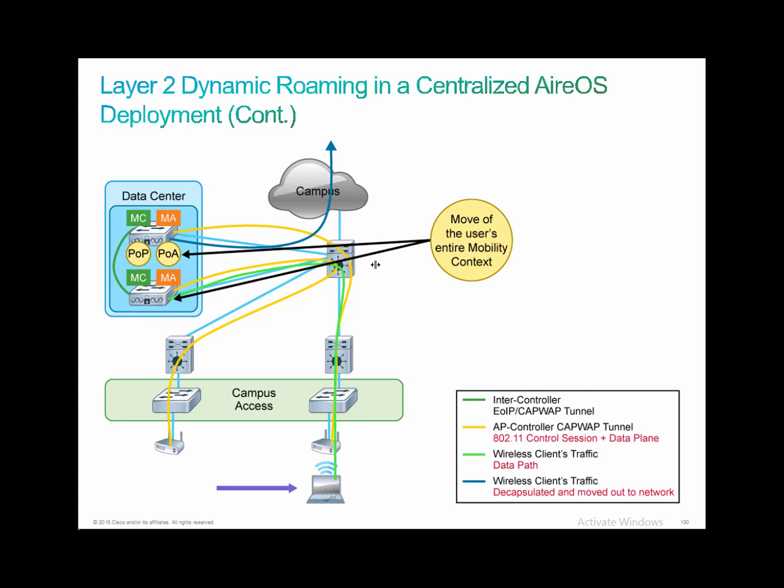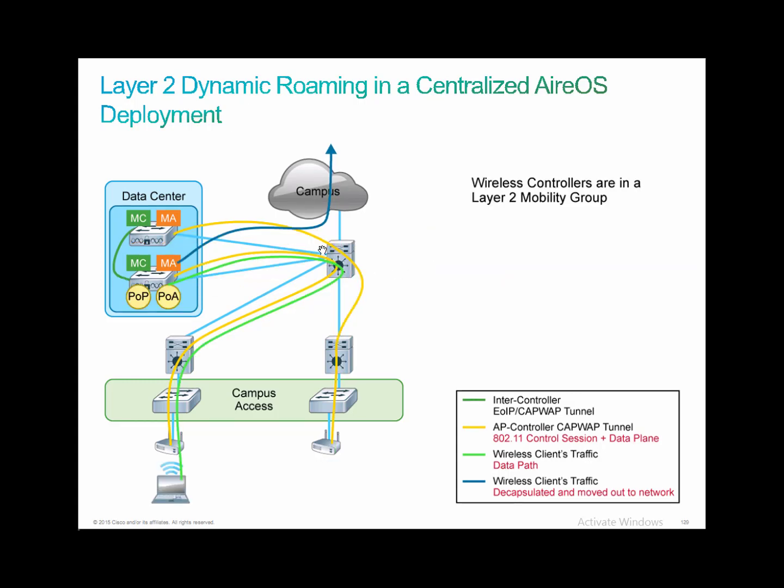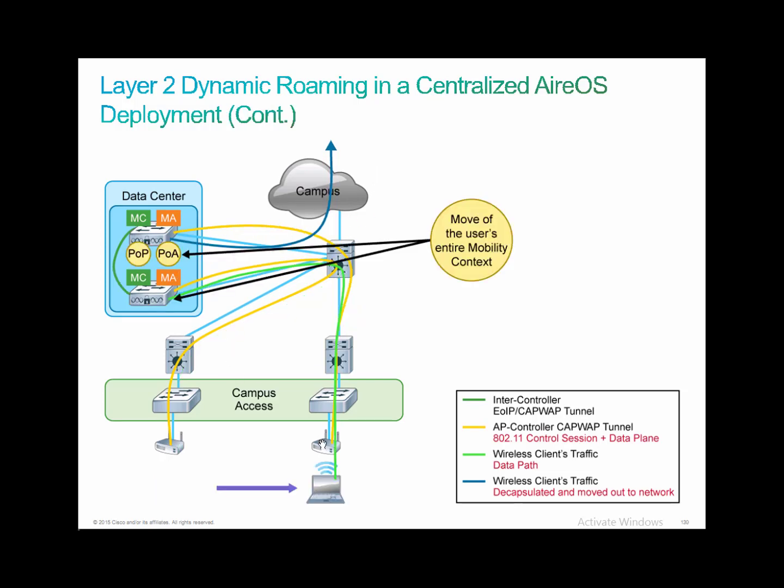All right. Now you'll notice here that the diagram indicates, if we go back to the previous diagram, the green line indicates the traffic flow to the controller. The blue line represents the de-encapsulated traffic that's going to the campus. If you look here, the green line represents the data that's passing to the controller, and then the blue line represents the data that's being de-encapsulated.